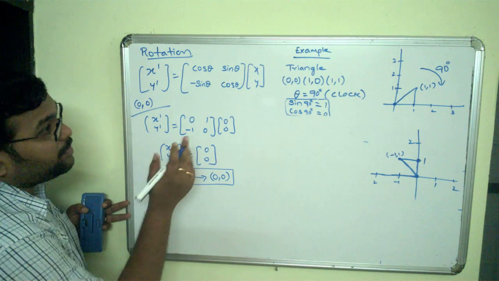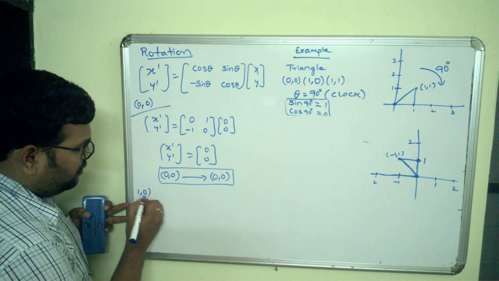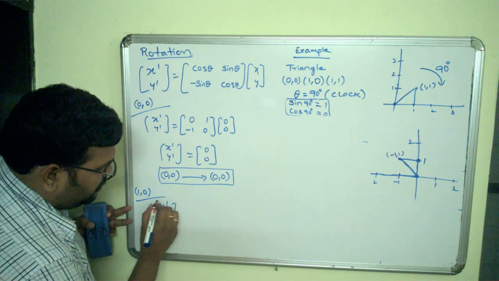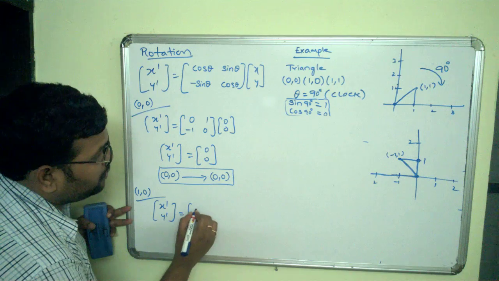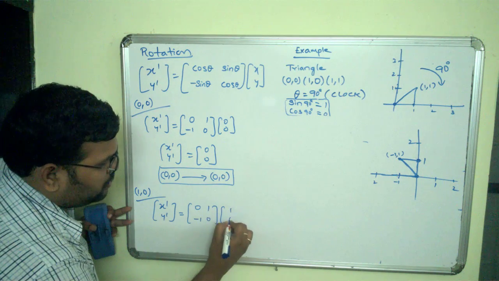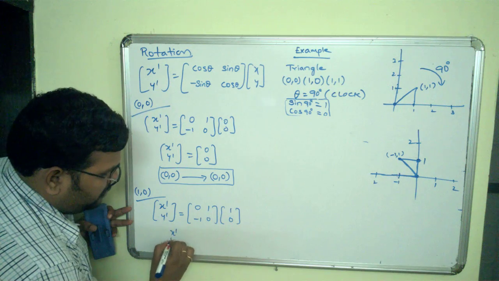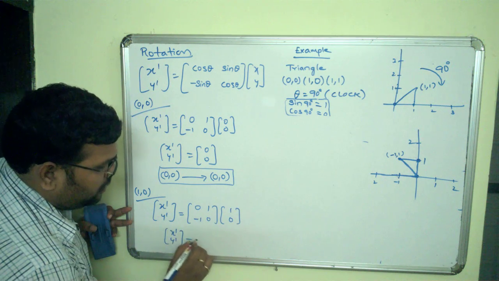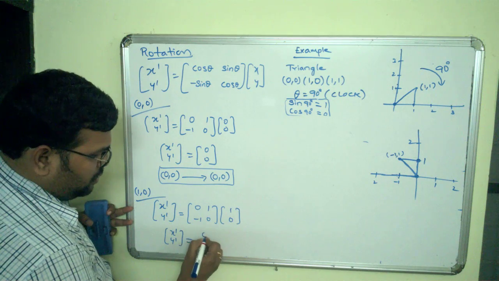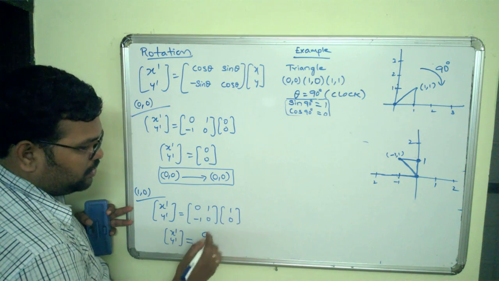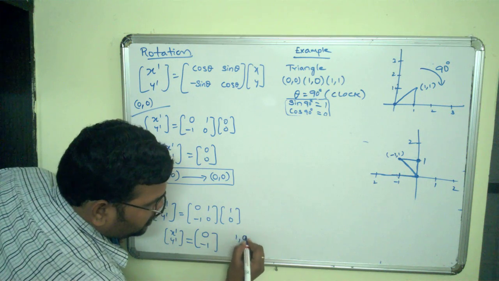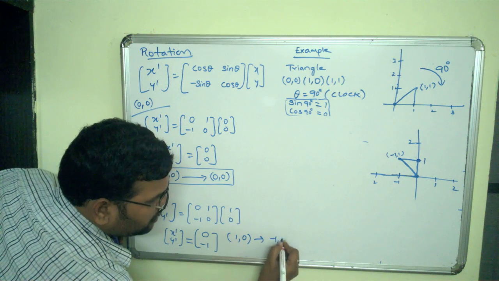Now let us consider the second point, 1 comma 0. So [x', y'] is equal to [[0, 1], [minus 1, 0]] into [1, 0]. So it becomes 0 into 1, 1 into 0, that is 0, and minus 1 into 1, 0 into 0, that is minus 1. So 1 comma 0 becomes minus 1 comma 0.